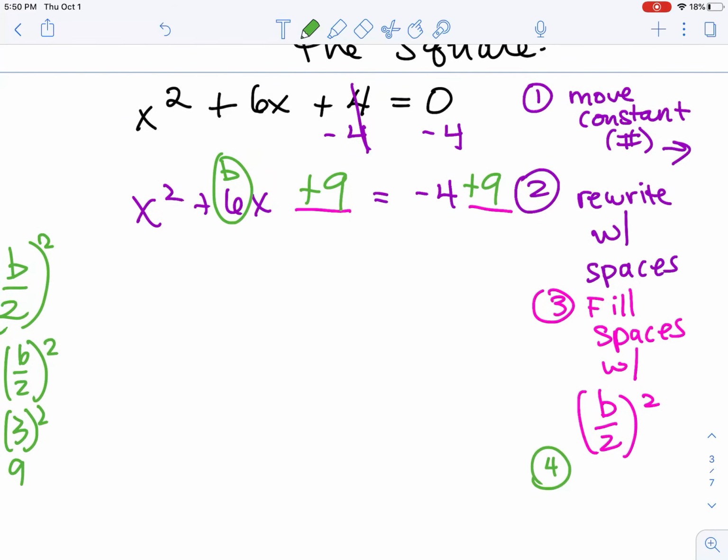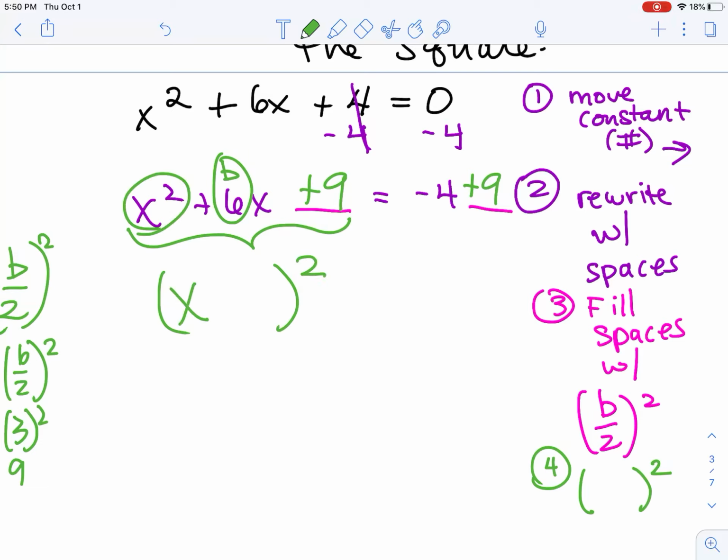And then our next step, step 4, is we're going to do our perfect square step. We're going to factor to get our perfect square. So we know x times itself is x squared, and whatever was there before we squared it goes here. So if it was positive 3 there, it goes positive 3 here. And we just simplify the other side. -4 plus 9 is 5.